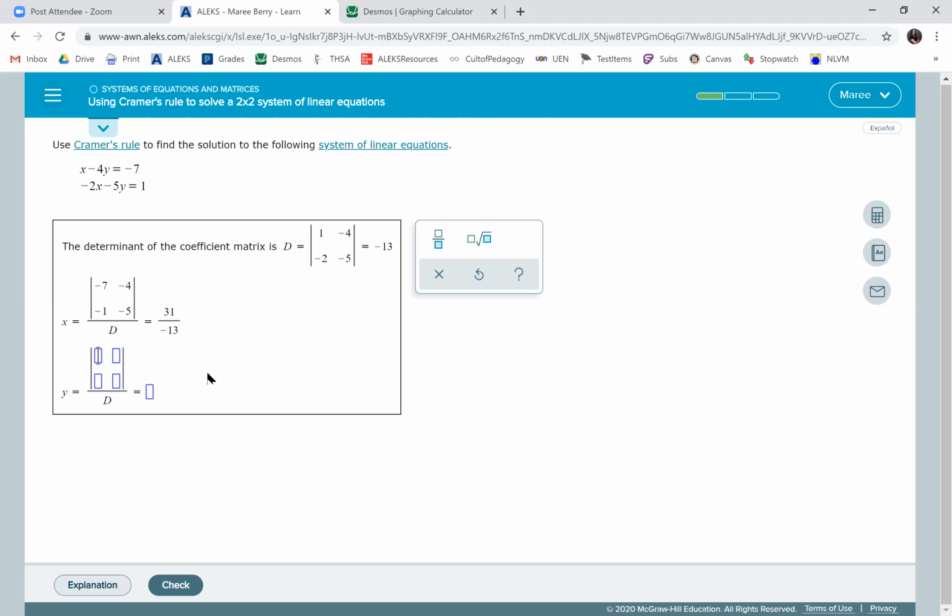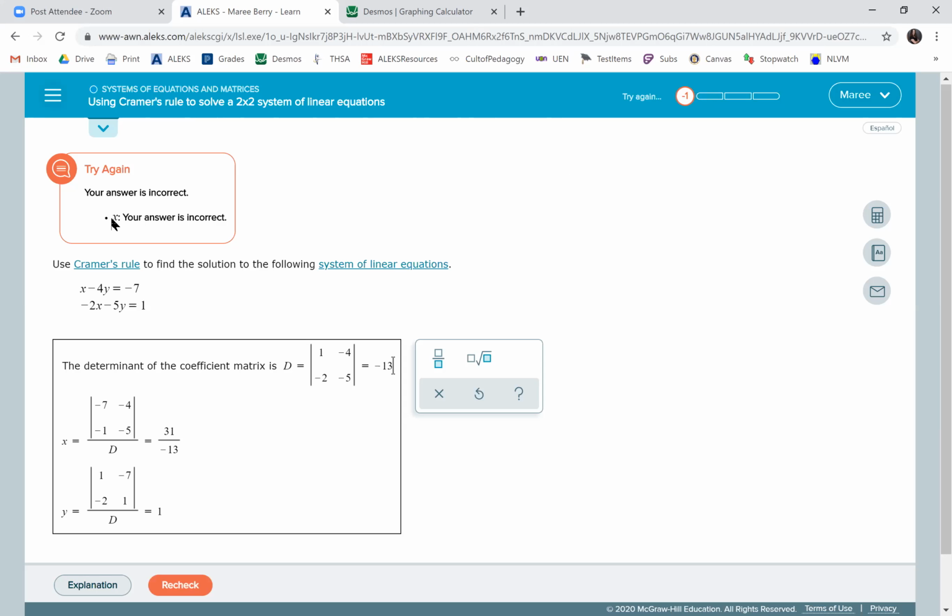Then we put in our 1, -2. I got that from my first column in my coefficient matrix, and this is -7 and 1, and I got that from the answers to the two equations. And when I multiply across, I get 1 minus 14 is a -13. Oh, -13 divided by -13 is a +1. So when x is 31 -13ths and y is 1, that's where the two lines will intersect.